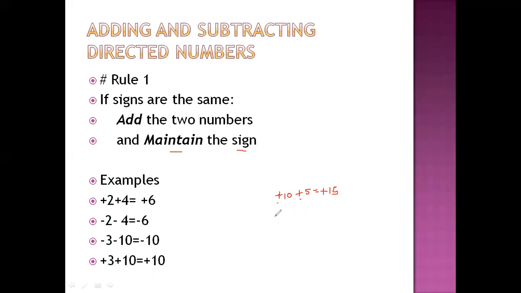Okay, let's try another one. Let's say we've got -10 -5. The signs are the same again. What we do, you add the two numbers, then we get 15. You maintain the sign, which gives -15. I think you can see that it's actually easier. Even if they give a situation like 2x minus, let's say, 10x, you add the two numbers: 2x + 10x, we get 12x.